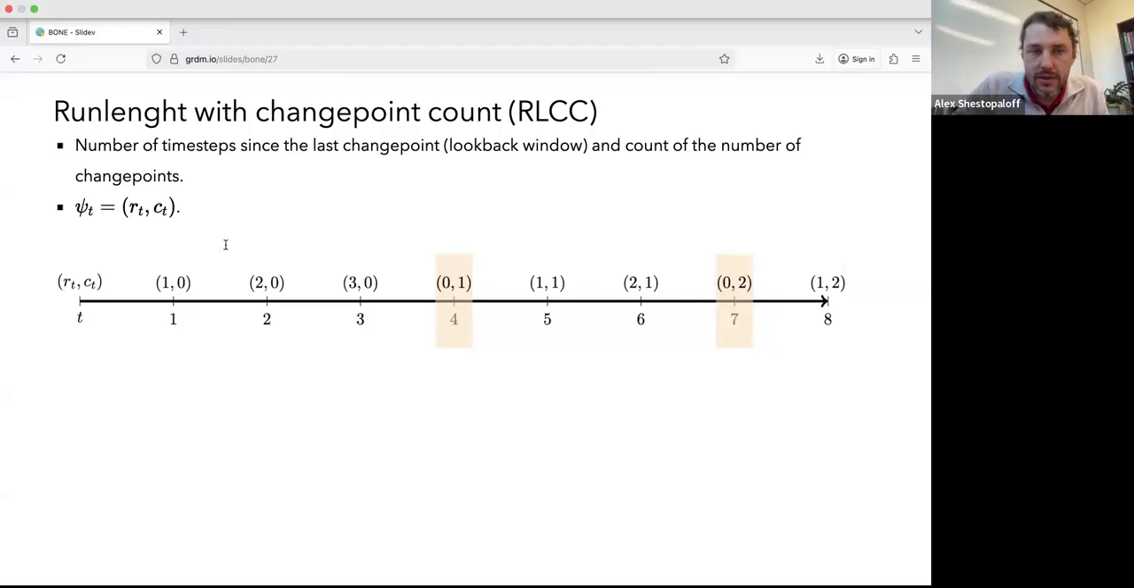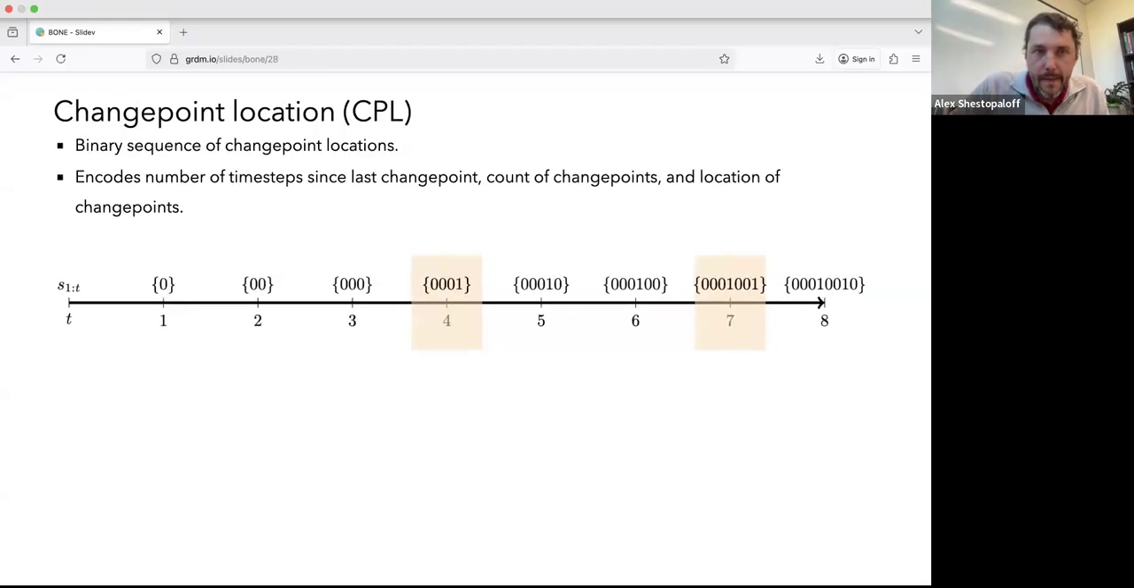Okay, so this is another variation on this idea, except here we also count the number of change points that have occurred. This is an indirect way of keeping track of the rate at which the change points occur over time. Okay, we can also encode change point locations by using, for example, this binary sequence, and this encodes even more information. We can encode the number of time steps since the last change point, the number of change points, the count, and we can encode their location, through these binary strings.